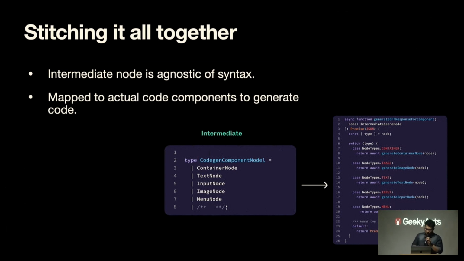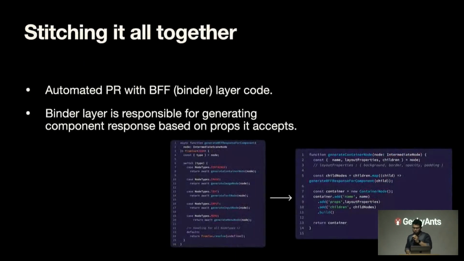Suppose on the very right hand side, you can see we have some special handling for all the components that my system might understand. I might have container, image, text, menu, and n number of components. I just need to do special handling to transpile this into something that my backend layer understands, right? So let's look at a sample. Maybe let's look at how we can transpile our container node.